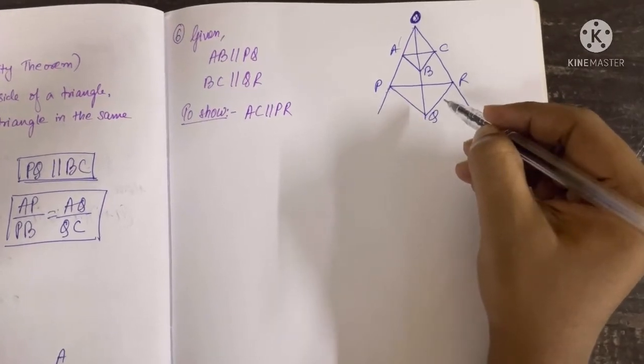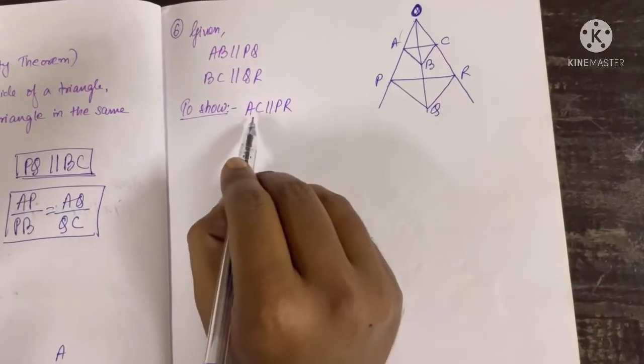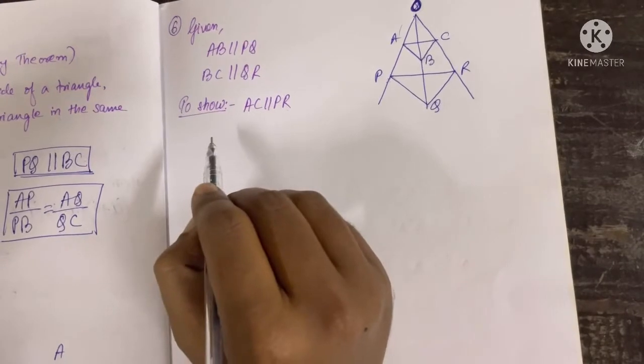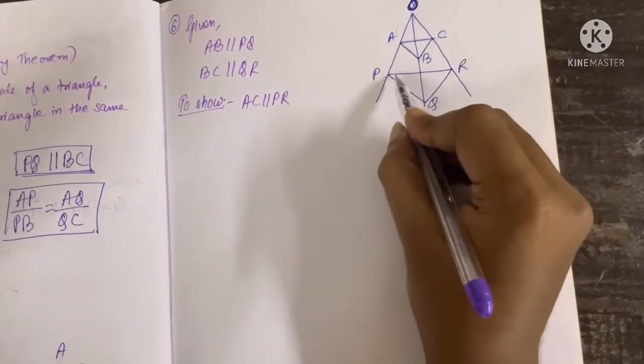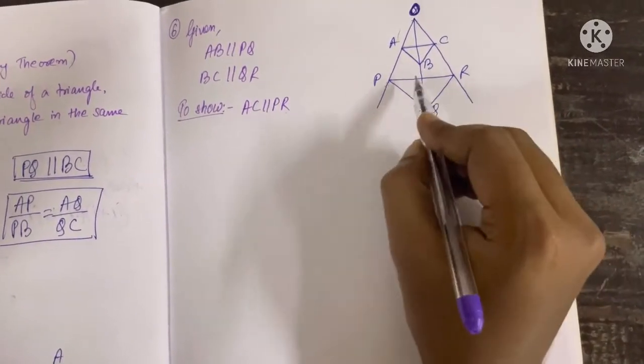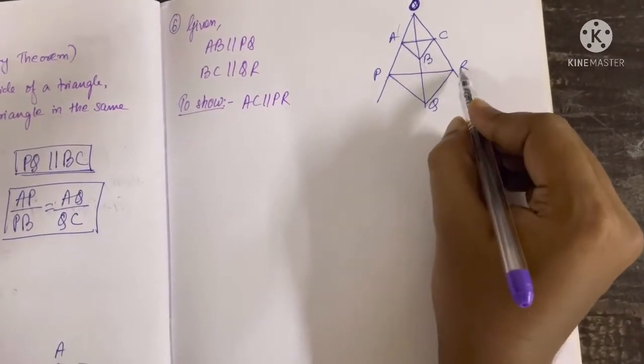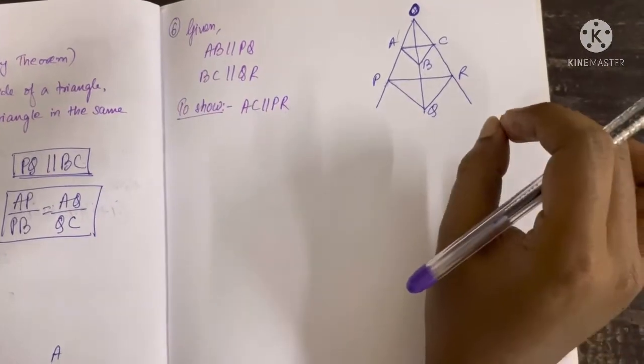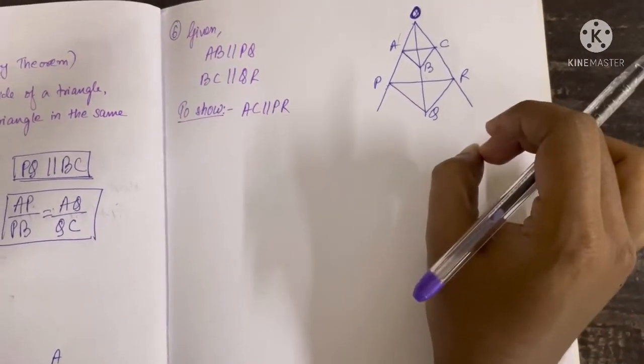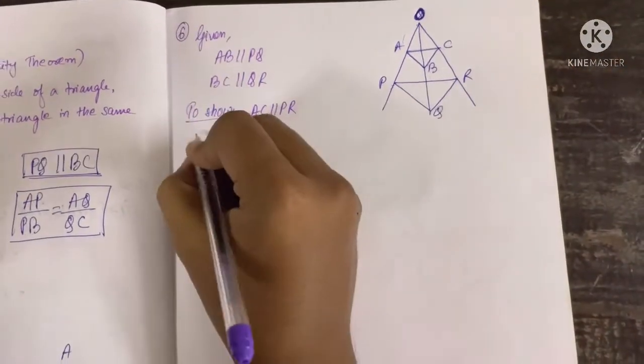So what do we have to do here? We have to prove that AC is also parallel to PR. So AB is parallel to PQ, BC is parallel to QR, and we have to prove AC is parallel to PR. Very simple sum. We will just be using this basic proportionality theorem and we will be solving this sum. Okay, so let's go.